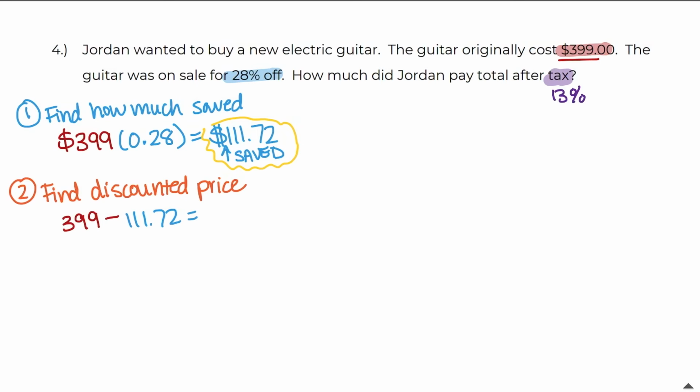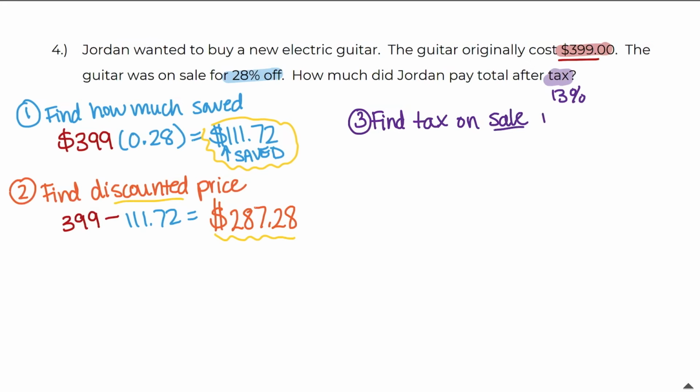So this tells us that the discounted price is going to be $287.28. All right. But this is not the final price. This is just the discounted price right here, because we still need to figure out how much we're going to pay after tax. So the next step that I need to do is find the tax, but it has to be on the sale price.